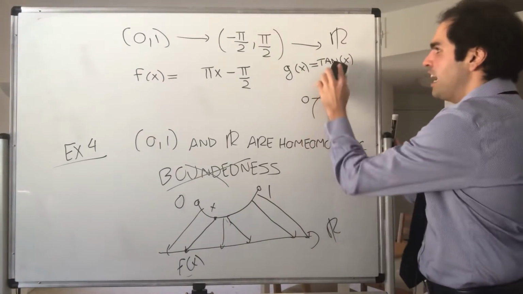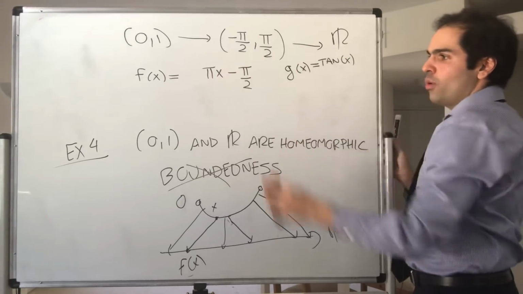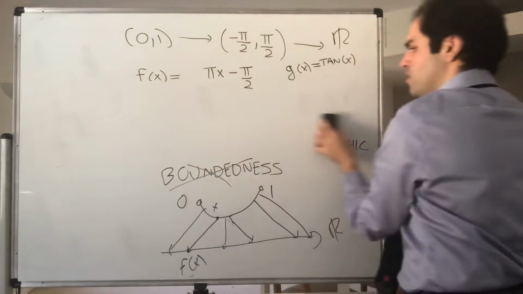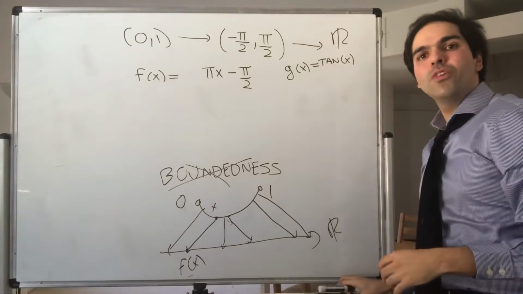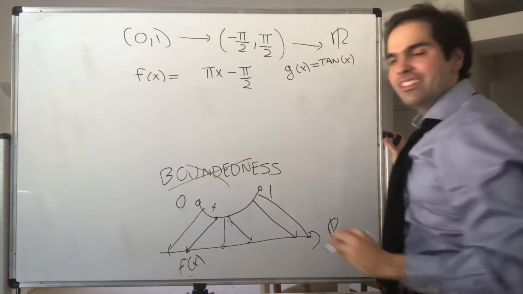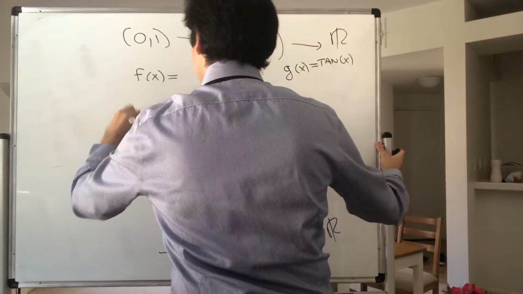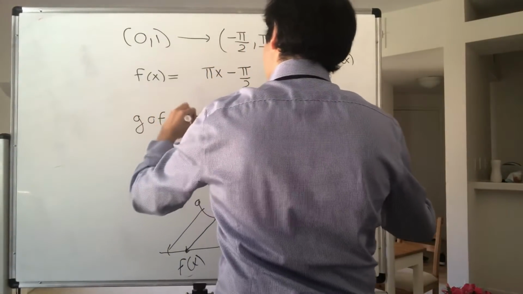And then how do you get from 0, 1 to R? Well, you just compose them, because the composition of two homeomorphisms is a homeomorphism. So you can check that. I think G composed with F is a homeomorphism.